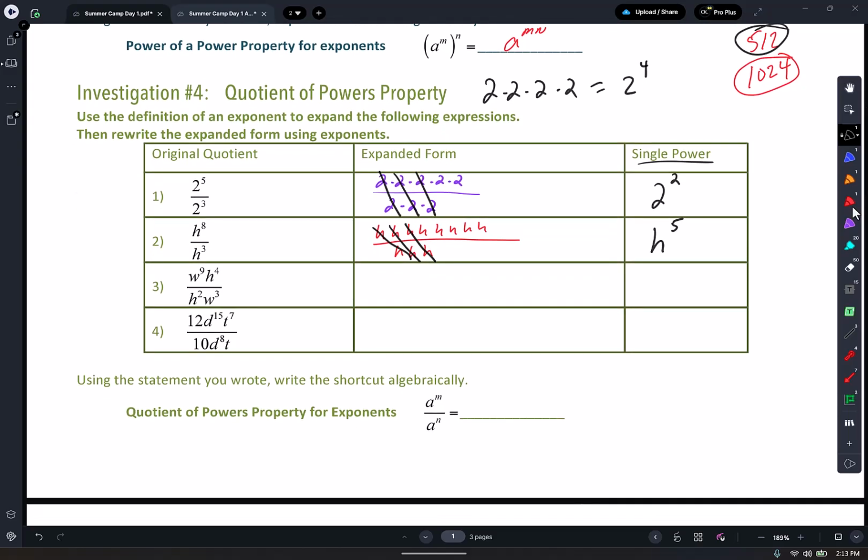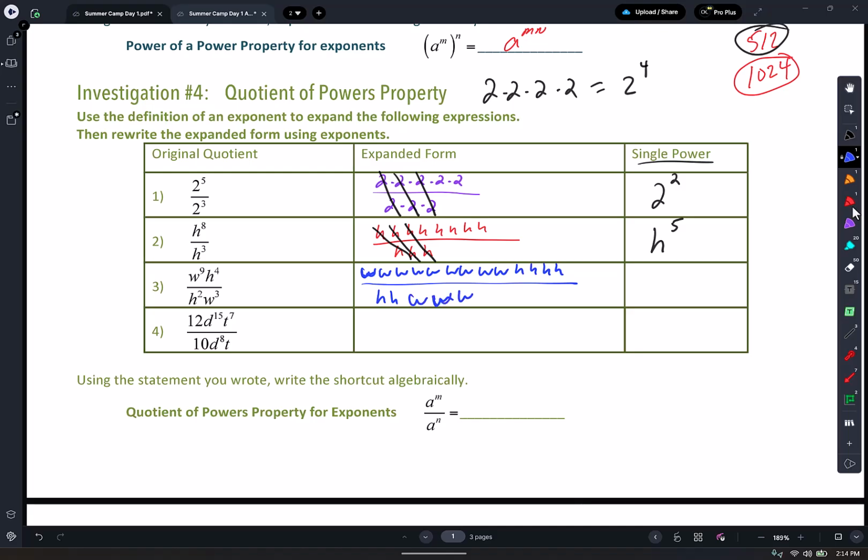I know that there's a lot of them in there, W to the 9th, so let's put 9 of them in there: 1, 2, 3, 4, 5, 6, 7, 8, 9. And then there's 4 H's: 1, 2, 3, 4. So there it is. That's my numerator. And here comes my denominator: 2 H's, H, H, and then 3 W's, W, W, W. There it is.